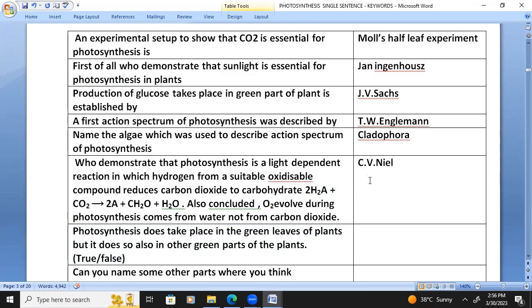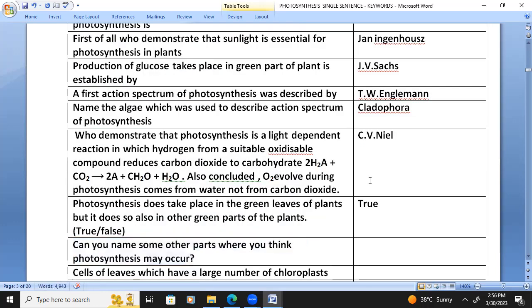Photosynthesis does not take place only in the green leaves of the plant, but it does so also in other green parts of the plant. True or false? True. Can you name some other parts where you think photosynthesis may occur? Mesophyll cells.